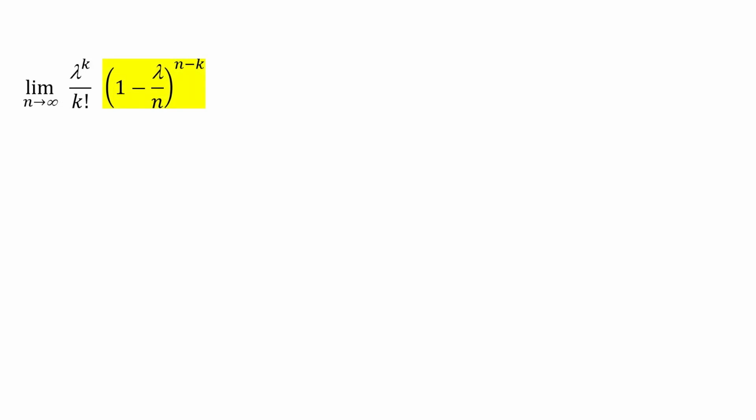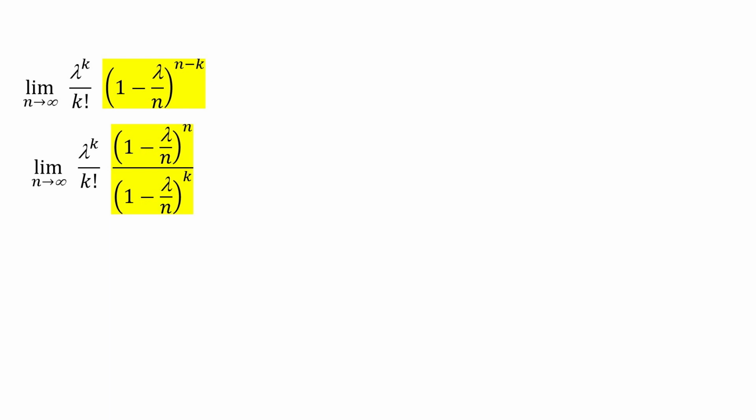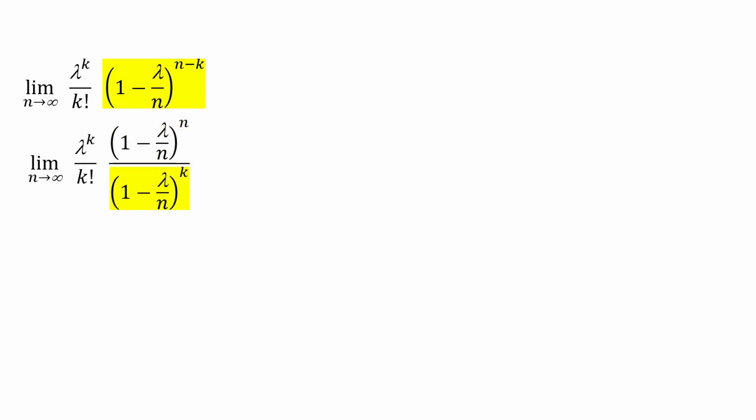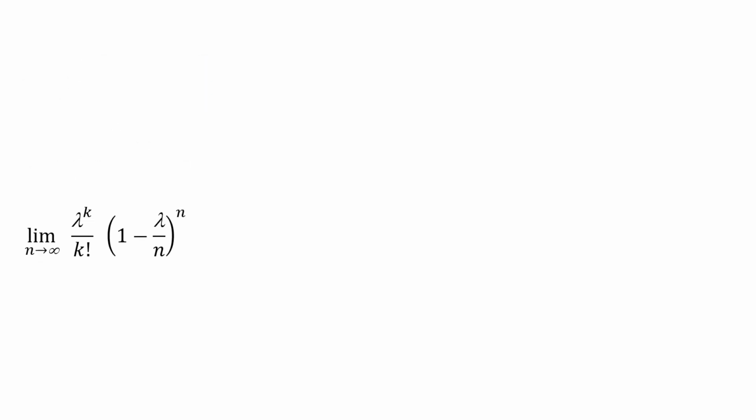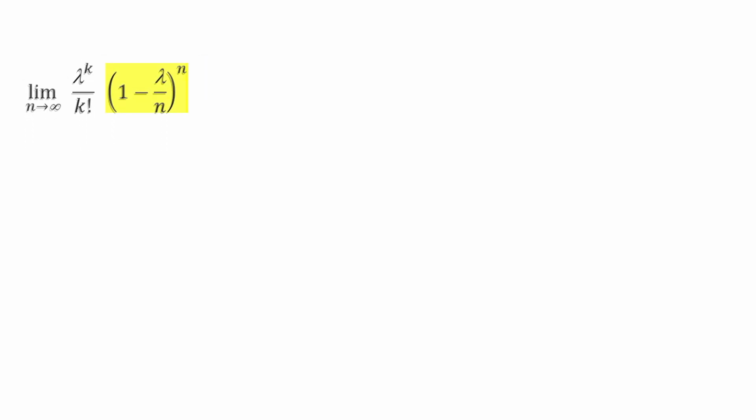For this other expression raised to n minus k, we can rewrite it as the expression raised to n divided by the expression raised to k. Considering the denominator, as n goes to infinity, the interior approaches 1, while the exponent is just the constant k. The denominator therefore approaches 1, and we can delete it. We are now left with this interesting expression with interior approaching 1 as n grows large, but being raised to the exponent n. This may remind you of a classic formula for Euler's number e, but it's not exact.